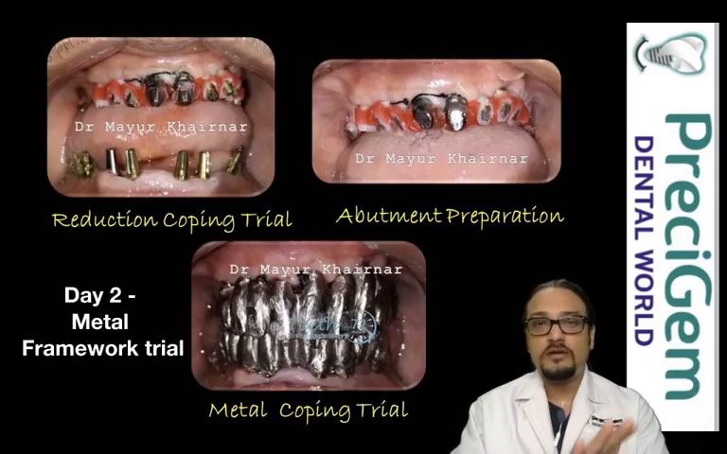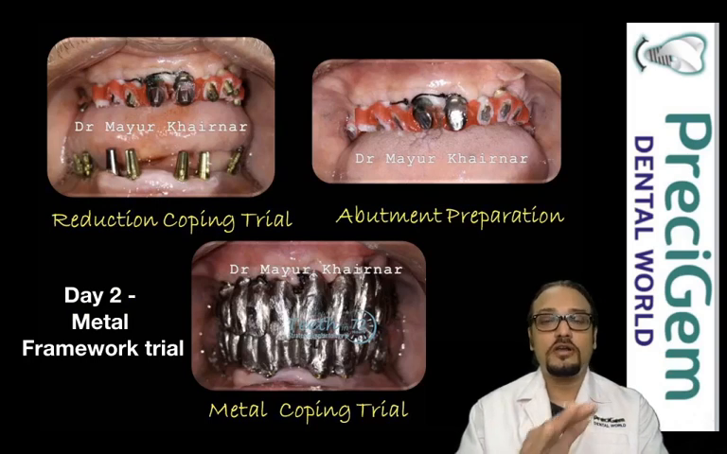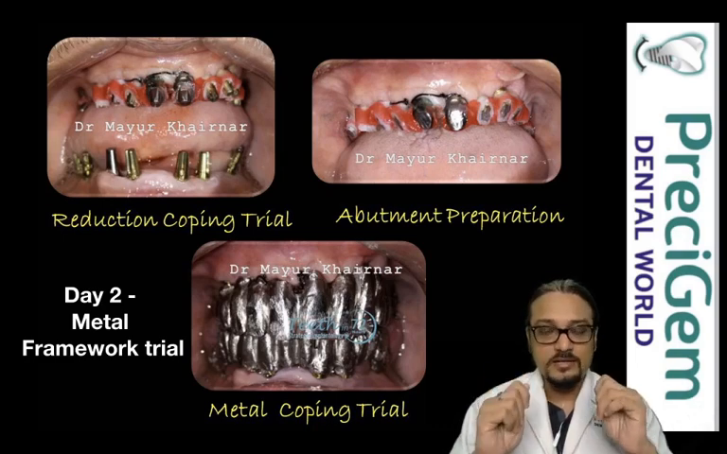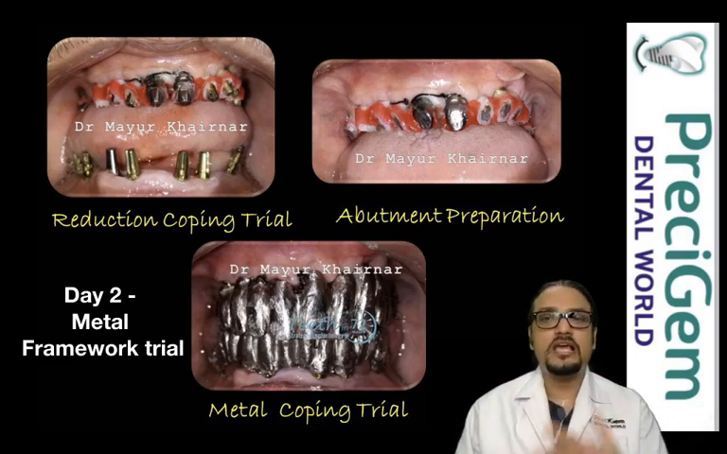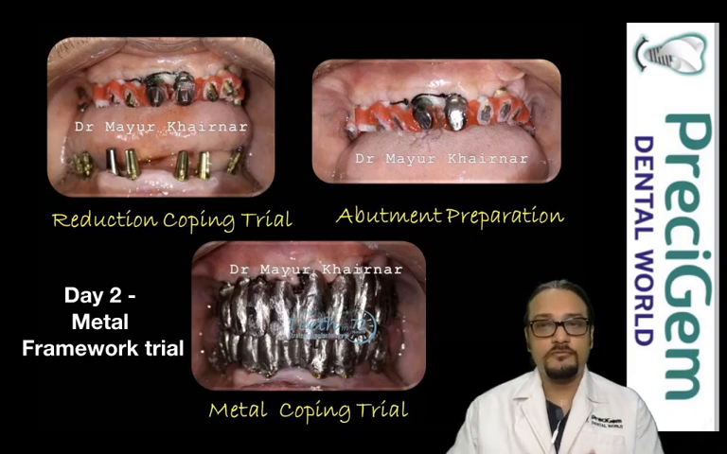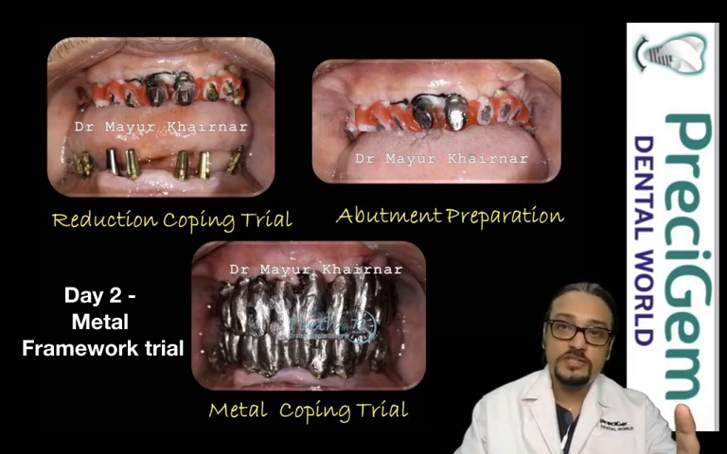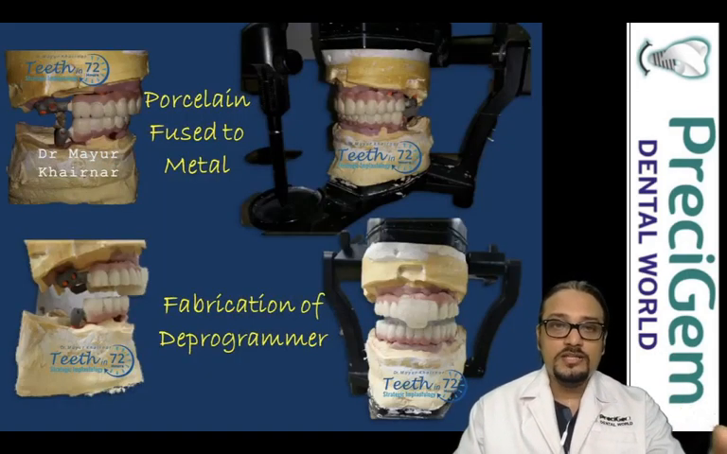After that we have to do some preparations of your implant abutment, that is the head of the implants, and over that a metal framework is seated. This metal framework is nothing but a skeleton of your teeth. On this metal framework, layered ceramic or porcelain will be attached, and in future that will be your teeth. So that is the day 2 framework. This is called the first trial. Then this goes into the lab.